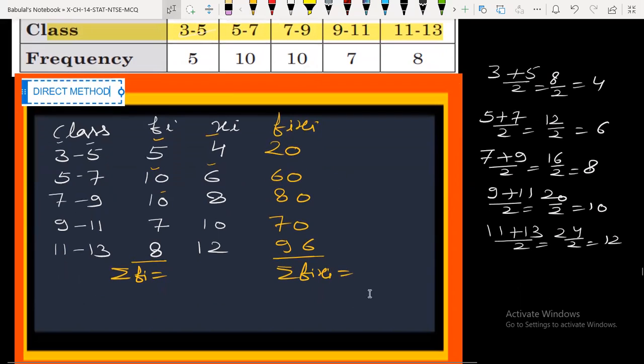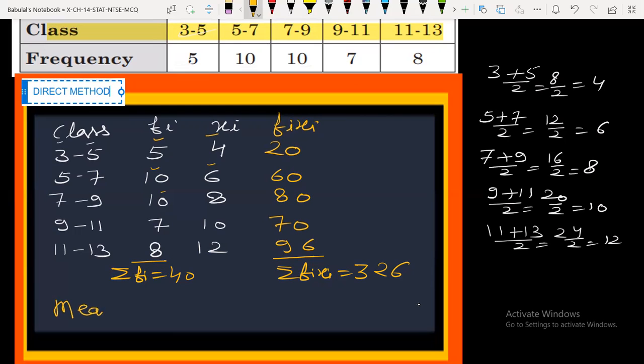right? So I think after completion of this, we have to add all the frequencies. So 5 plus 10, 15 plus 10, 25 plus 7, 32 plus 8, this is 40. 20 plus 60 plus 80 plus 70 plus 96. This is 326.